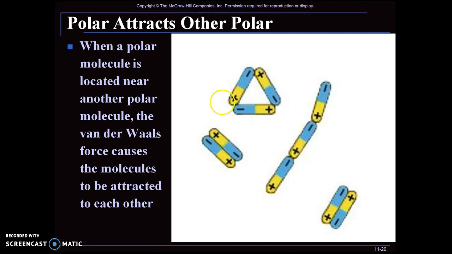When a polar molecule is located near another polar molecule, the van der Waals forces cause the molecules to be attracted to each other, and that's how they form this kind of molecules or crystals.